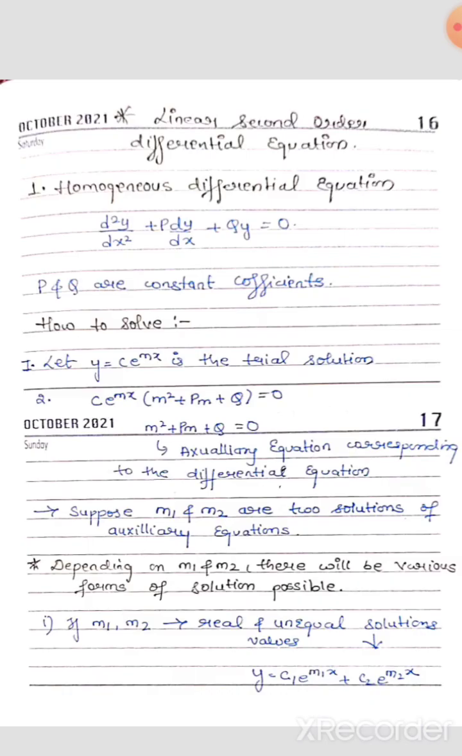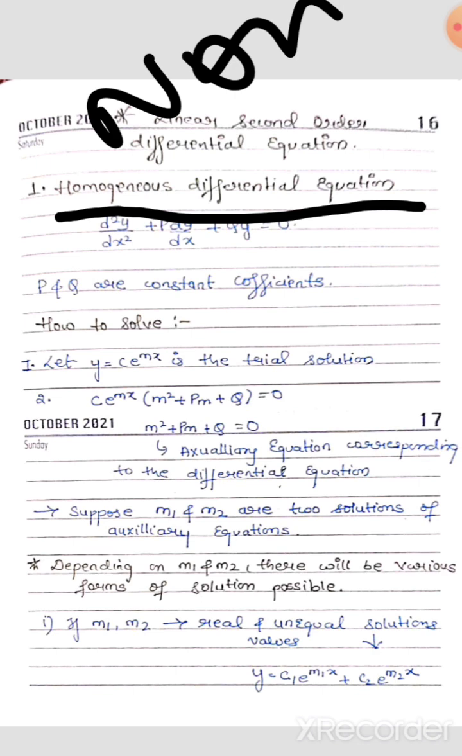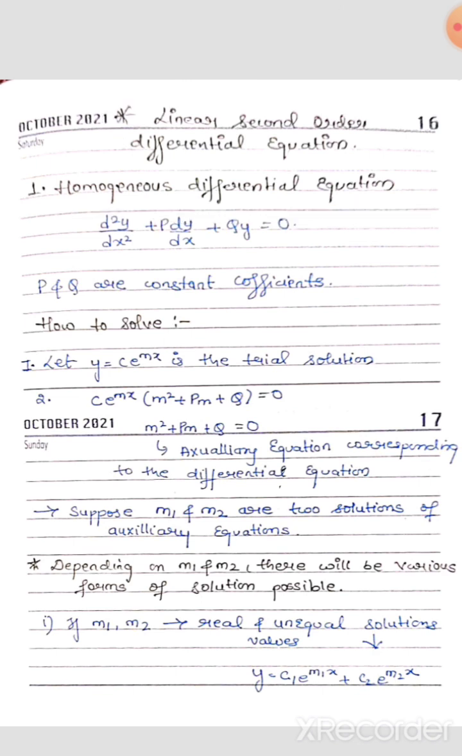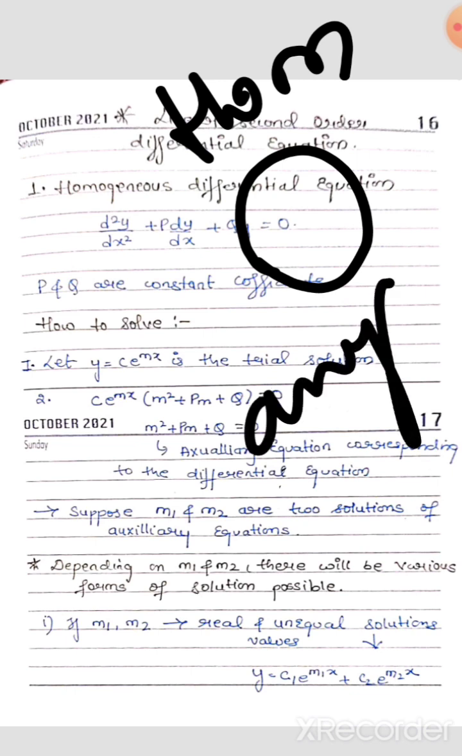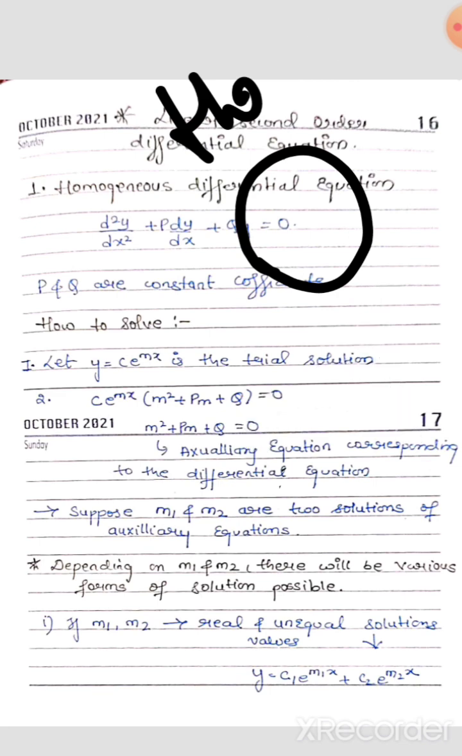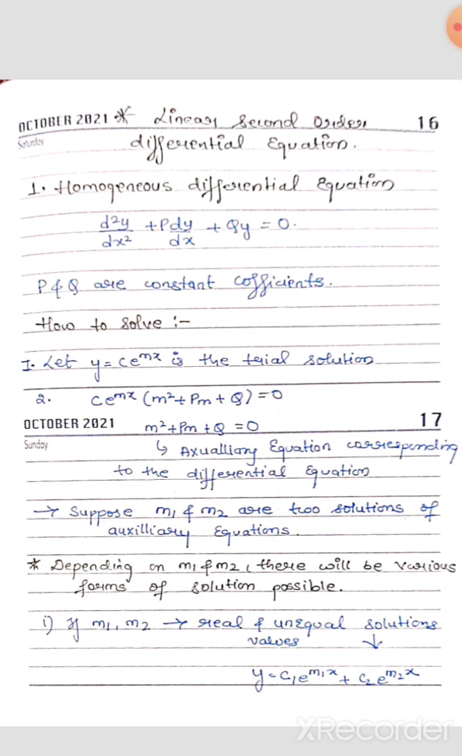How do we differentiate whether it is a homogeneous or a non-homogeneous differential equation? If the RHS part is equal to 0, then it is a homogeneous differential equation. If the RHS part has any value, it may be anything, then that equation is called a non-homogeneous differential equation. Let us start with the homogeneous differential equation.